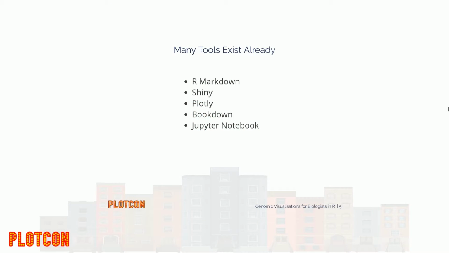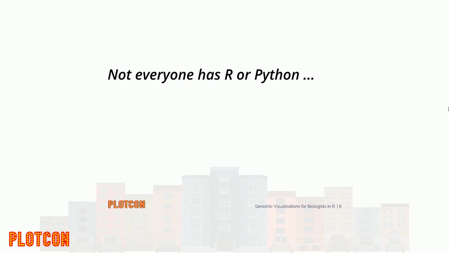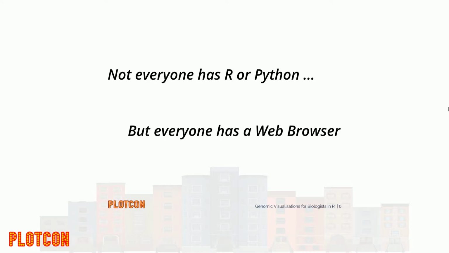I think a lot of tools exist already, and really I'm just standing on the shoulders of giants. These are some great packages that allow you to translate some of the work that we do in statistics. And I think a common theme is that they're all web-based. This underlies the fact that maybe not everybody has R or Python, but everybody has a web browser. So that makes it really easy with these tools to convey these messages. Nobody needs to have these tools installed already.